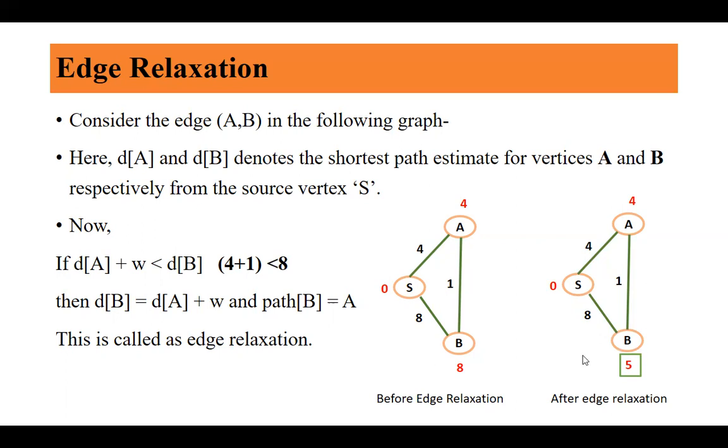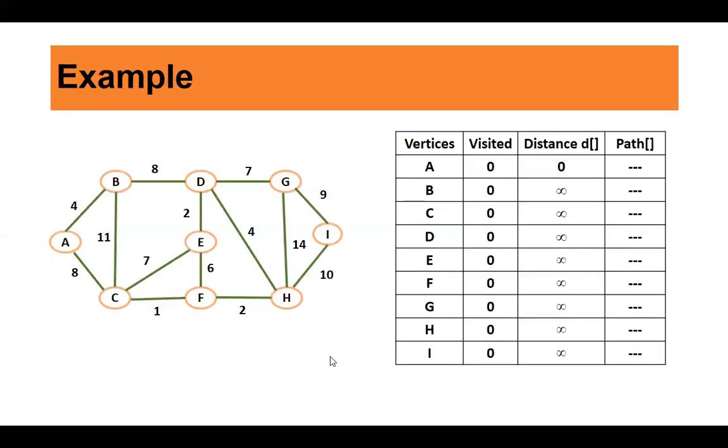This is called edge relaxation, where you're updating the weights, and the shortest path gets updated for each edge. Is it clear? Of course, we'll be doing this edge relaxation as we go through the example. Now, let us consider this example. You know these are the two sets, and this table is familiar to you.